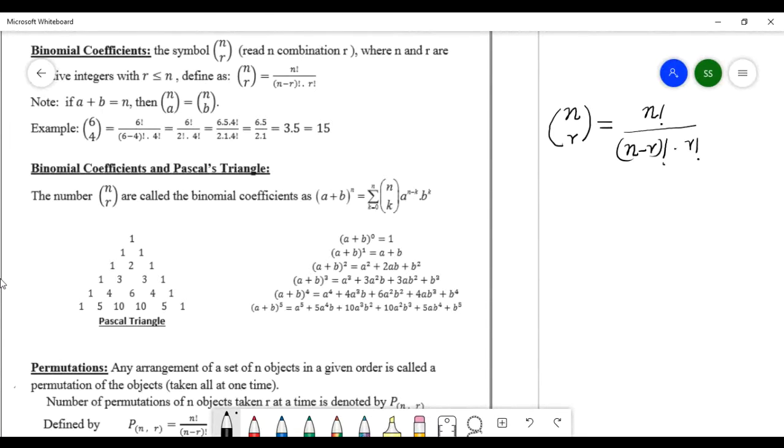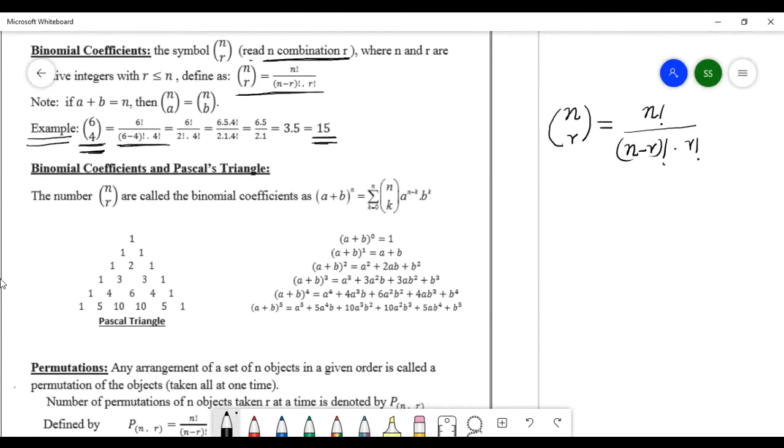And last lecture I explained this question. See this example: 6 combination 4 equal to, using this kanun, and last lecture I told you this is 15. Right? Here is the kanun. nCr equal to this, and you read it this way: n combination r. Okay. So do you remember this? Last lecture I explained.